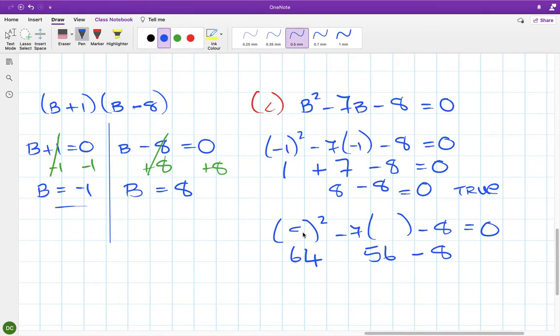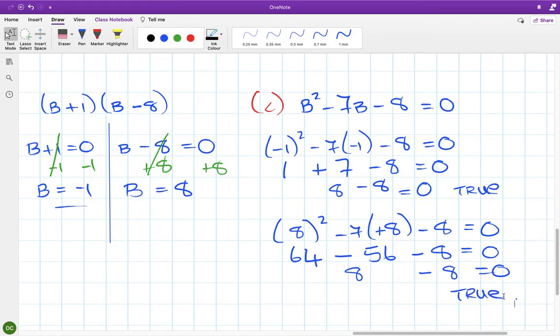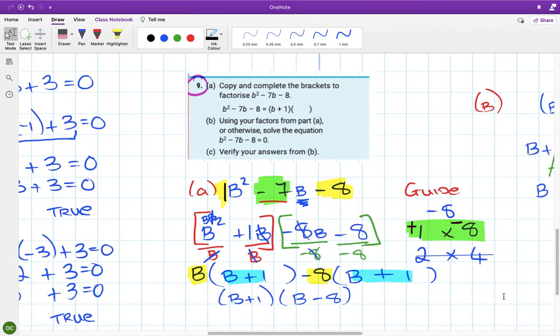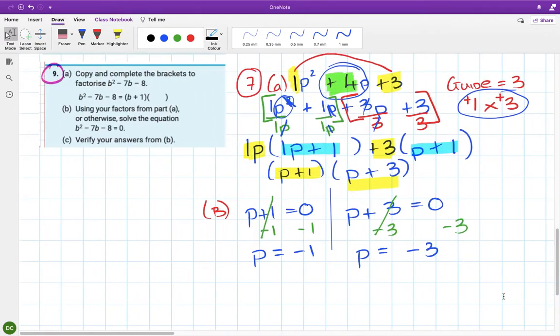Okay, so put the 8 in. So I get 8 squared is still 64, but now I have a minus and a plus, which is a minus, and then minus 8 equals 0. This is 64 minus, actually I'll do that bit first. So 64 minus 56 is 8, minus the other 8 equals 0, and that is true. Whew.